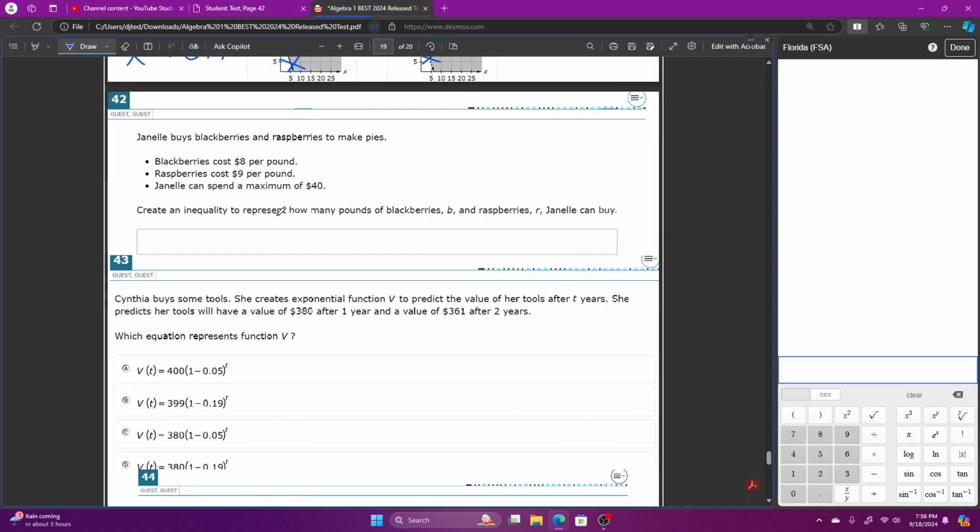Number 42 says Janelle buys blackberries and raspberries to make pies. Blackberries cost $8 per pound. Raspberries cost $9 per pound. Janelle can spend a maximum of $40. Create an inequality to represent how many pounds of blackberries, b, and raspberries, r, Janelle can buy.